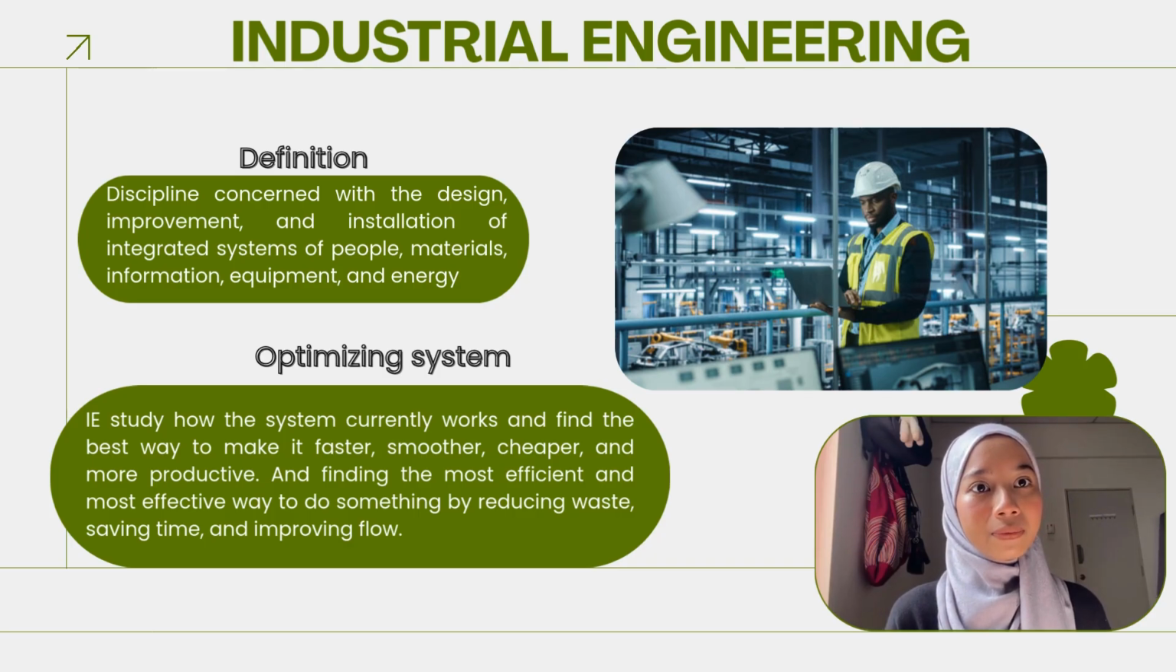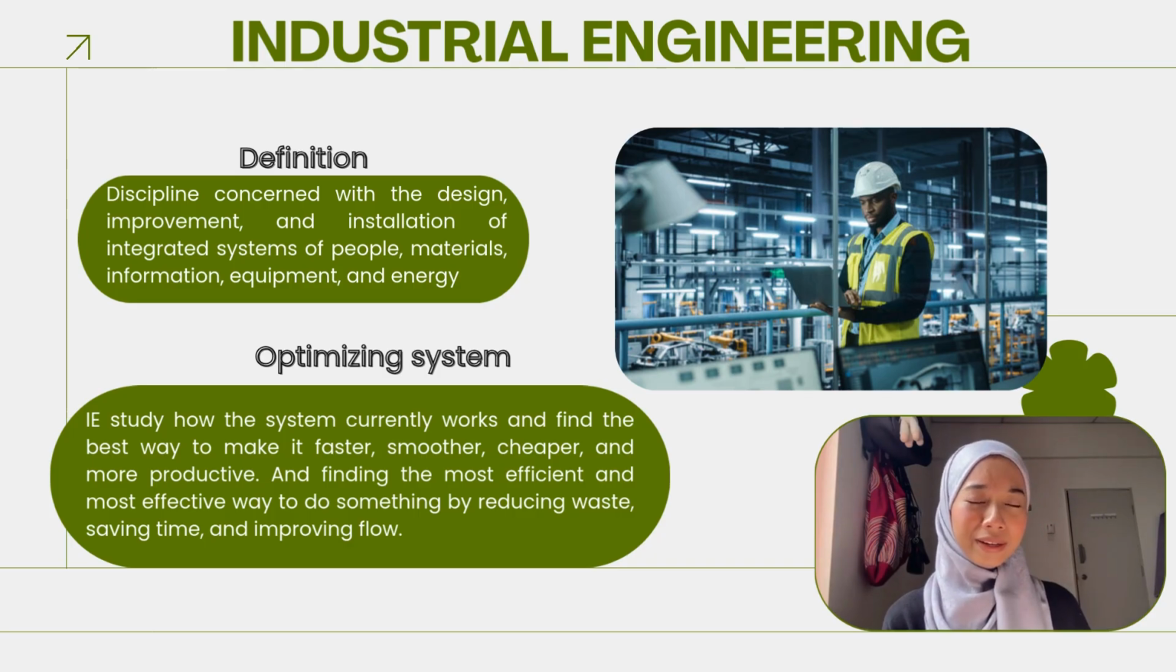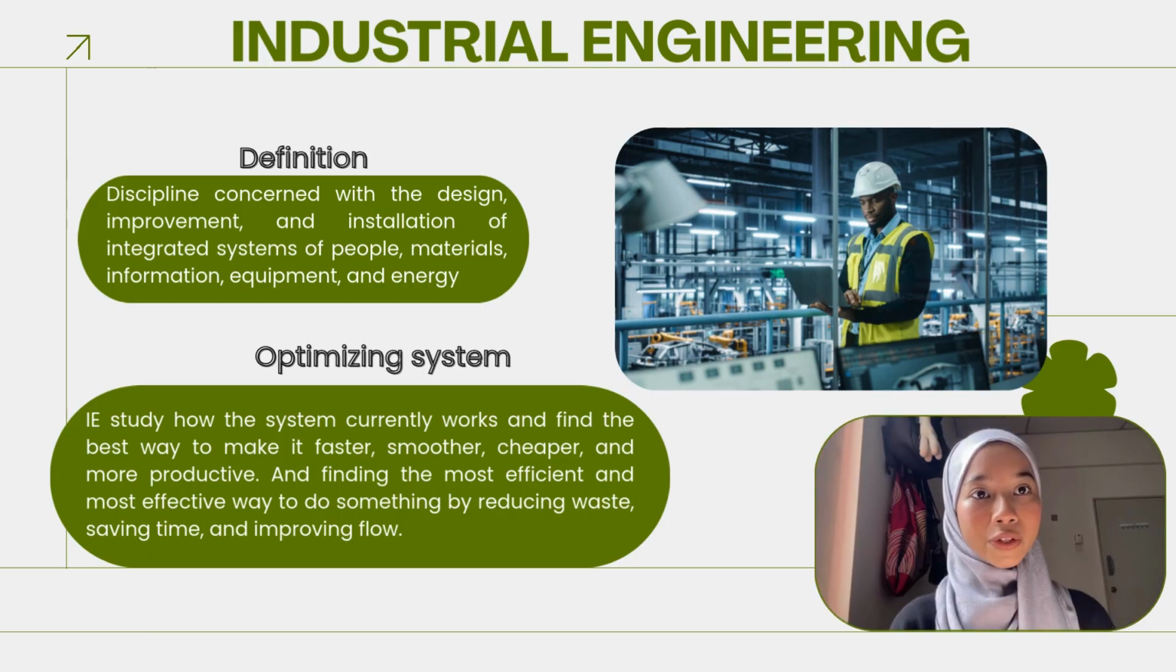So today I want to talk about industrial engineering. So what is the definition of industrial engineering? The meaning of industrial engineering is a discipline concerned with the design, improvement and installation of integrated systems of people, material, information, equipment and energy. Industrial engineering also studies how the system currently works to find the best way to make it faster, smoother, cheaper and more productive, and finding the most efficient way to do something by reducing waste, saving time and improving flow.